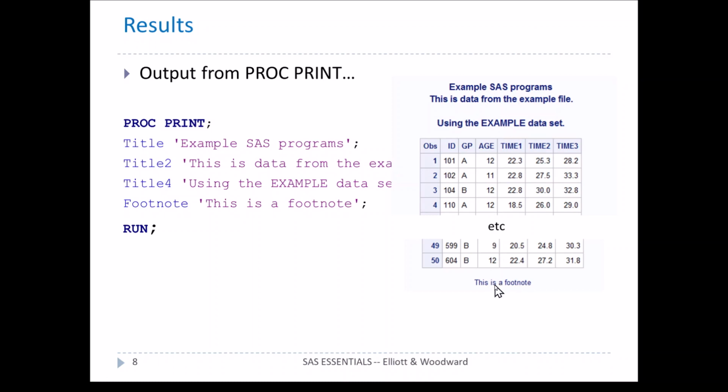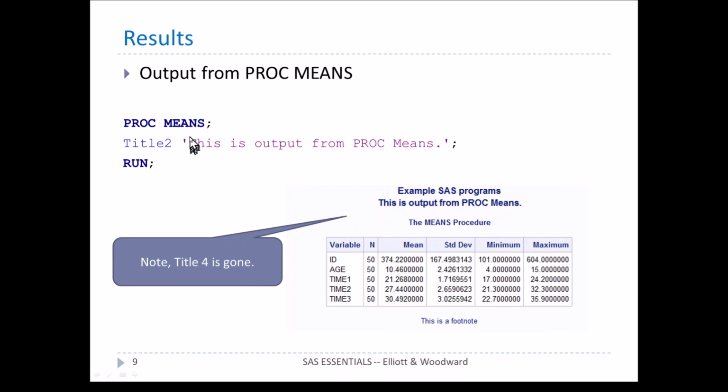All right, now, when we do PROC means and define a title 2, this is output from PROC means. Notice that it appears in the second line. It preserves the first title, gives us the second title, and then erases all the other titles on line 4. The means procedure, that's just part of SAS's output. So title 4 now is gone.